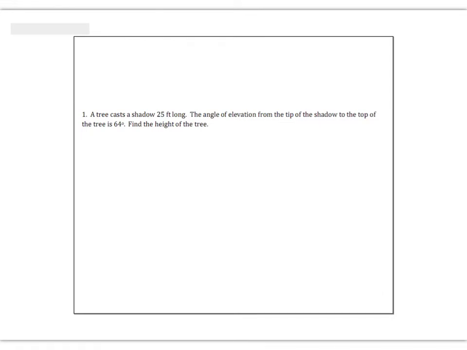A tree casts a shadow 25 feet long. The angle of elevation from the tip of the shadow to the top of the tree is 64 degrees. Find the height of the tree. All right, first, draw your best tree. There it is. The tree casts a shadow that is 25 feet long.